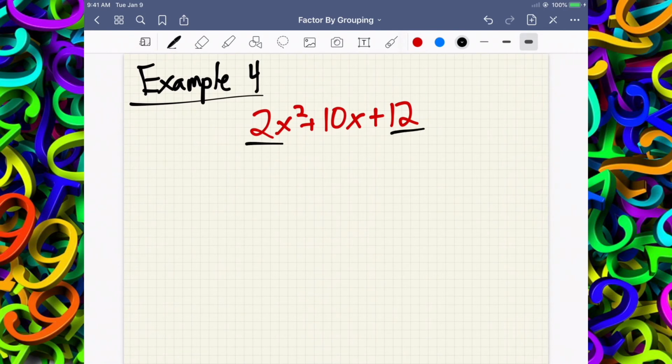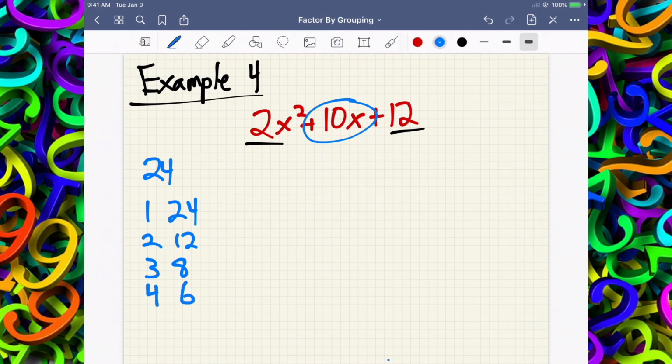A times c is 24. We're going to list all our factors that add to 10. So 1 and 24, those don't add to 10. 2 and 12, they don't add to 10. 3 and 8, they don't add to 10. 4 and 6, hey, they add to 10. So that's how we're going to split this up. We rewrite our problem.